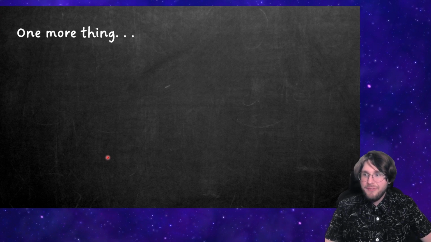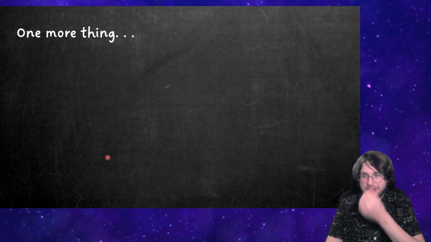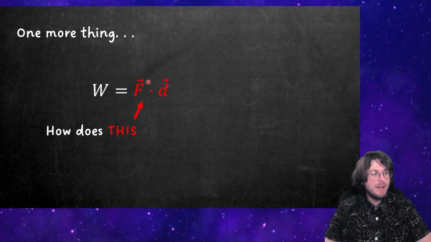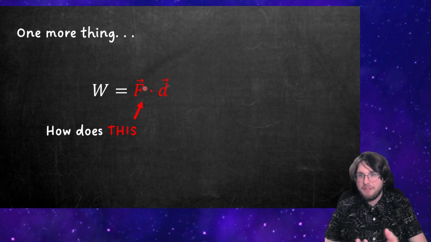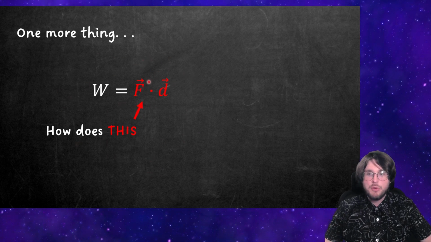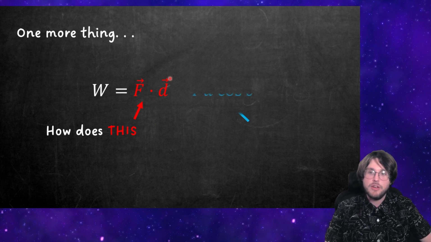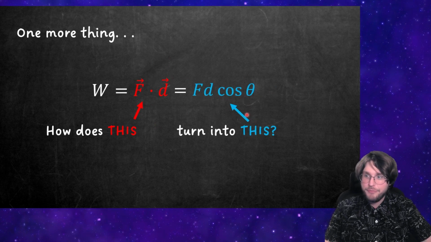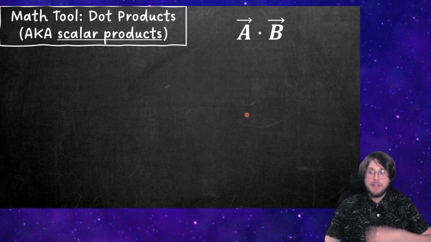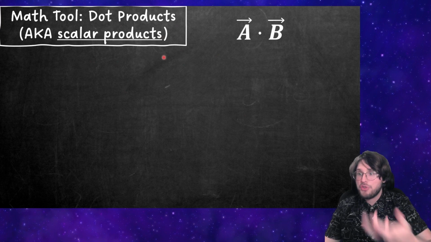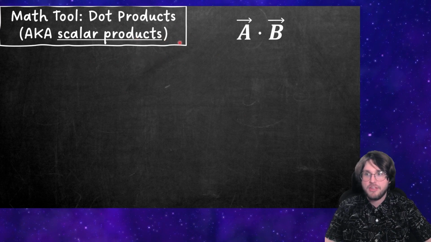Cool. So you notice I tripped up a little bit there. It's because I got a little ahead of myself mentioning a math tool. You might have been wondering why I'm referring to this as a dot and not just F times D. The last thing I want to do is show exactly how this F dot D turns into F times D times cosine of theta. That comes from a new math tool that I want you to be aware of, which is known as a dot product, also known as a scalar product in some cases.